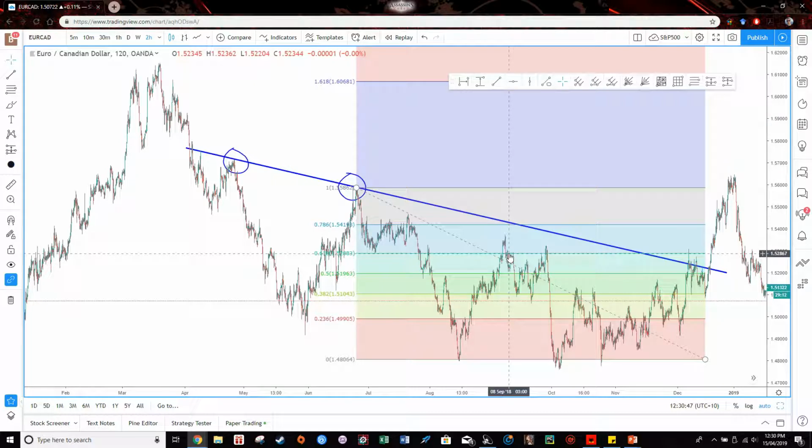You can, but there's a problem with trailing your stop loss. This is one thing I came to realize later on.